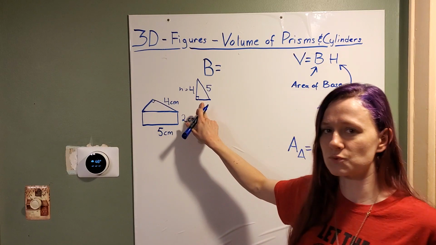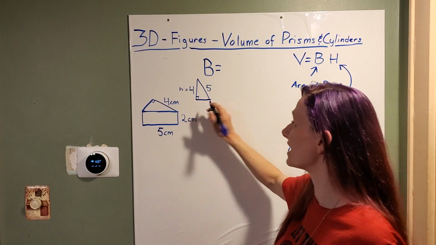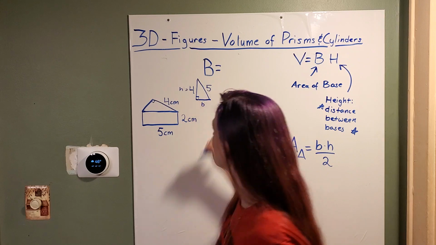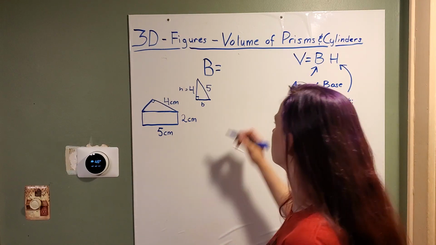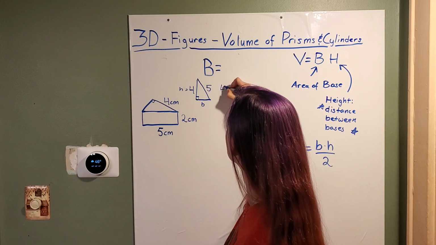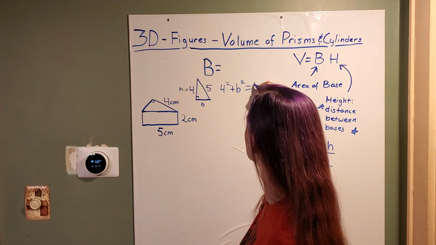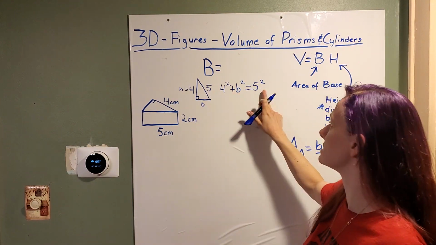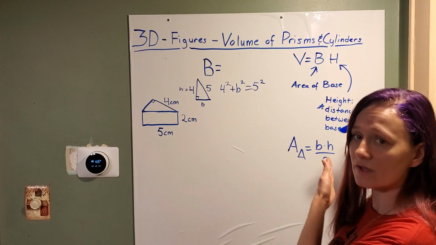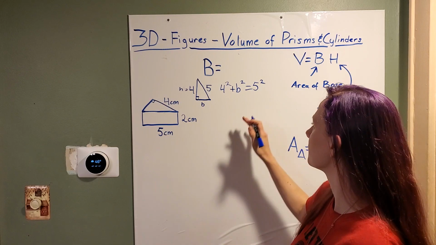And this is what I want. I want a base and a height that are perpendicular to each other. So I need to find this piece here. So I'm going to have to calculate that using a squared plus b squared equals c squared. So 5 is my hypotenuse. That's going to be the c. That's the one that goes by itself on the other side. And then the 2 smaller sides I square and add together.